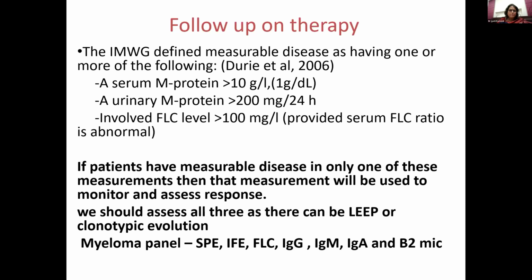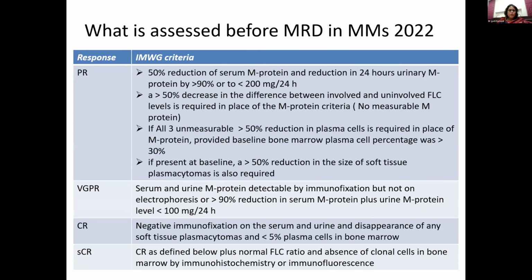Next slide, please. So this is before we go in for MRD. How do you monitor myelomas? It's by looking at partial response, where there is a 50% reduction in the M protein, or more than 90% reduction in the urine M protein, or if it is free light chain, more than 50% reduction in the difference of the involved and uninvolved free light chain.